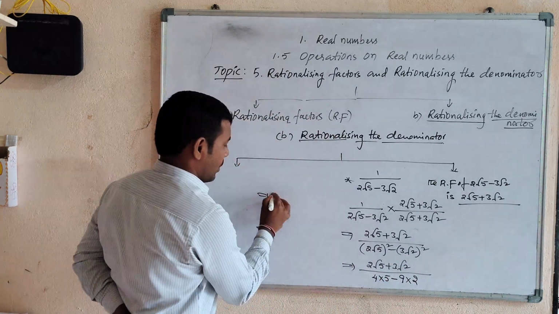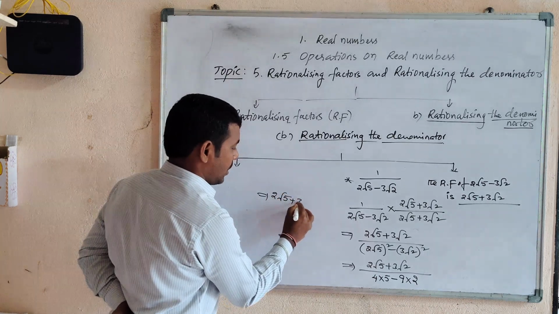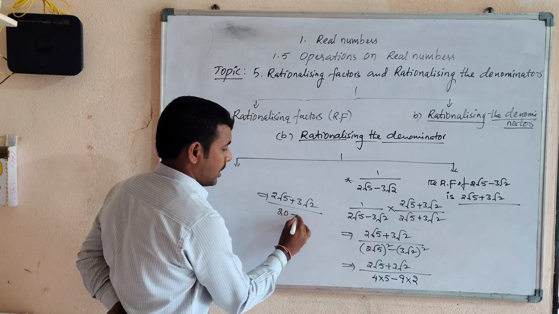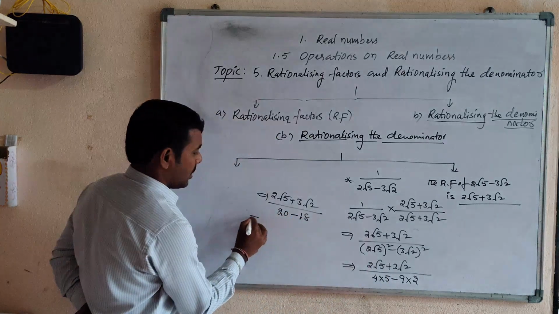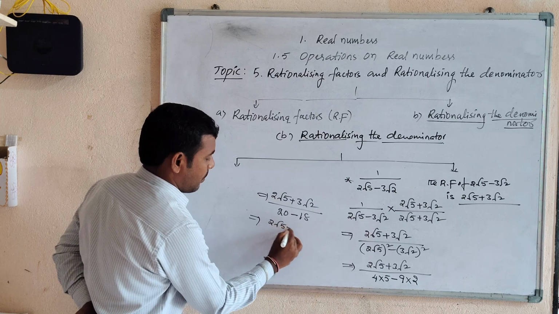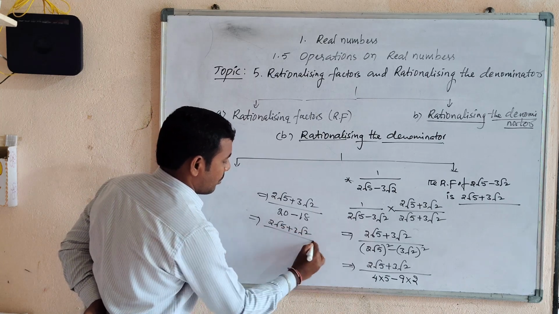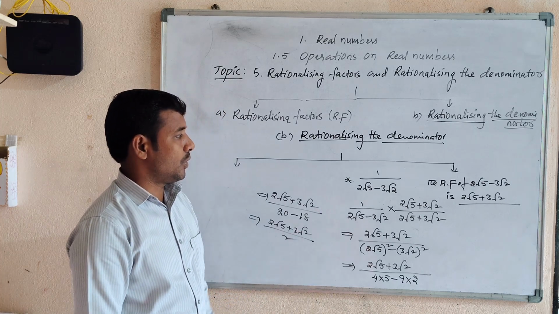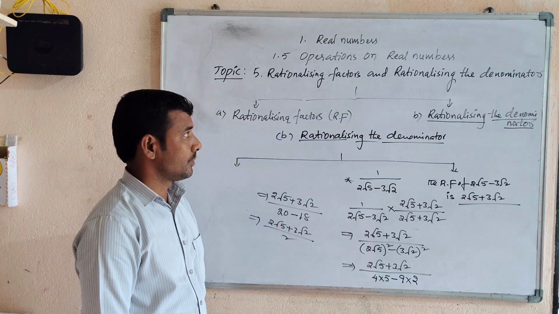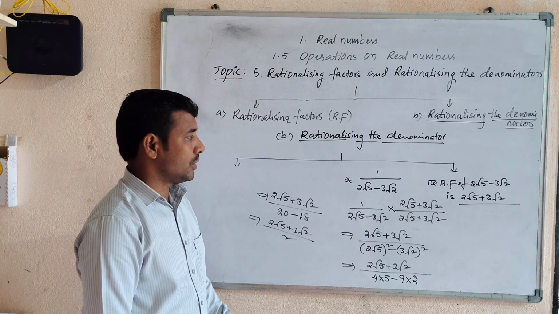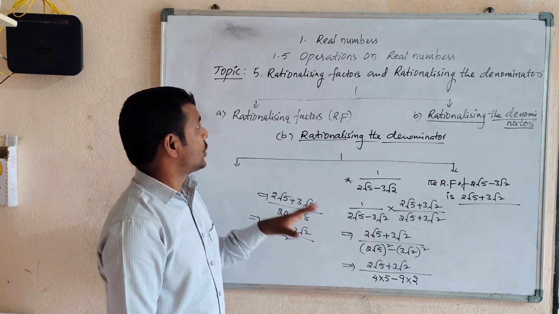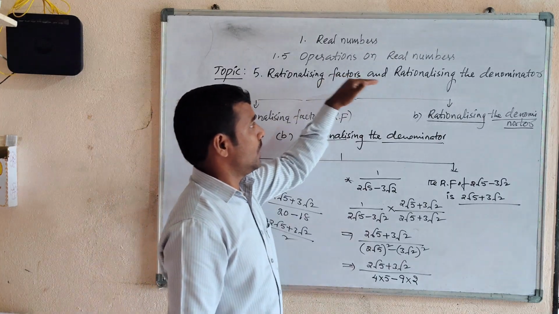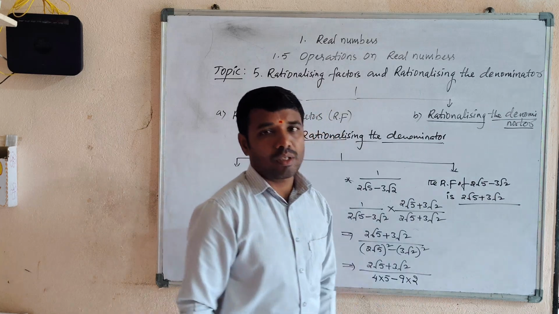Further step, 2 into square root of 5 plus 3 into square root of 2 by, it is 4 into 5, 20, minus 9 into 2, 18. Last step, 2 into square root of 5 plus 3 into square root of 2 by 2. Observe once carefully. I think there are no doubts. Mostly we covered the 5th point, that is the rationalizing factor as well as rationalizing the denominator.